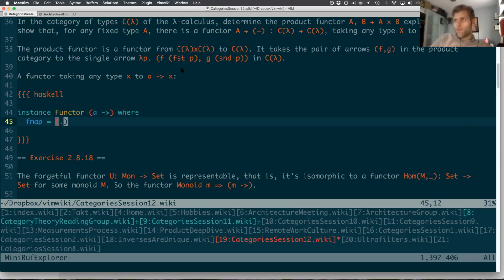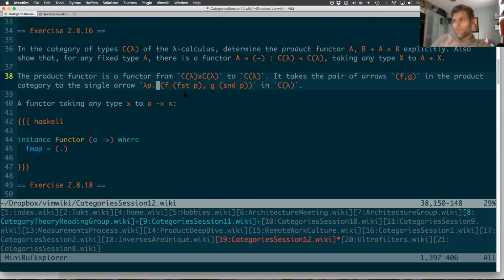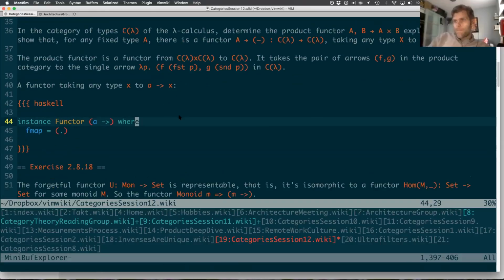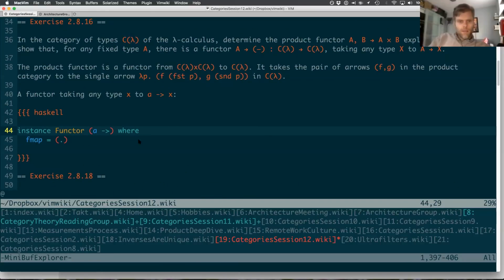I think the important thing is the mapping on the arrows. So taking the pair of arrows f, g to a single arrow in lambda. Right. So you take the pair of arrows that operate on the elements of the product to one arrow that operates on both sides of the product. Yeah. Cool. Thanks. And then there was exercise 28.18.